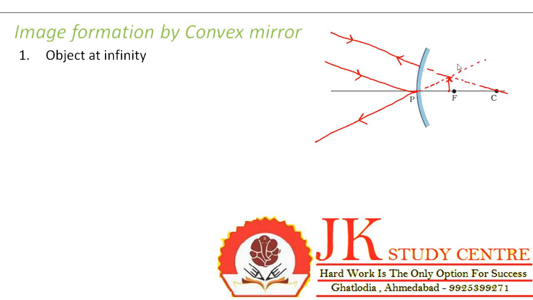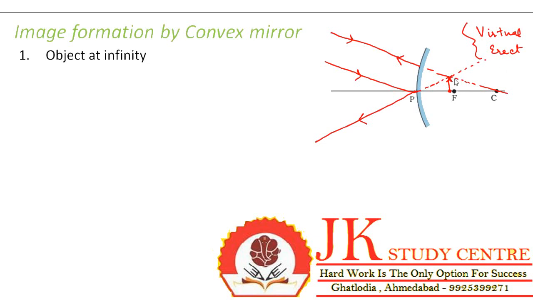So in this case, what kind of image is formed? The image formed is virtual, erect and diminished. So that means in this case, a virtual image is formed. Whenever you get a virtual image, that image is always erect. So you get a virtual image, erect image, and it is formed at the focus.